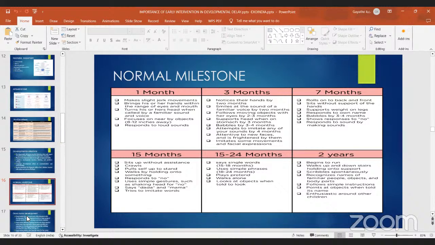Next, we can go on with the 7th month. In the 7th month, the baby will achieve gross motor development, that is the whole muscles.